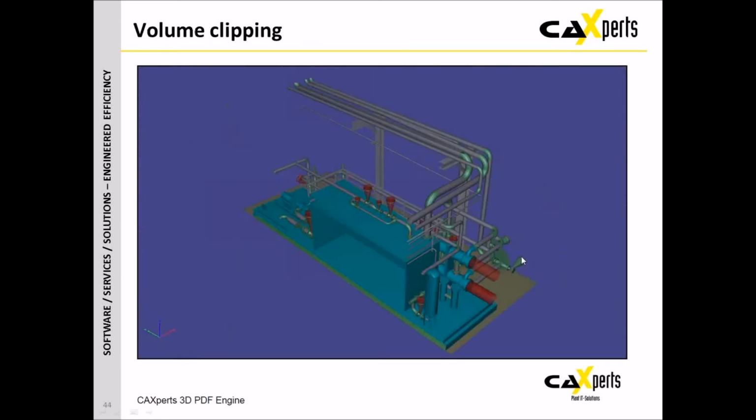The next thing that we've done is we've enabled volume clipping at the time of publishing. So we may have a number of different piping systems or different individual lines. And what we can do is say, okay, we want to publish that, but put a volume of maybe 3 meters around each one of those objects. So it could be equipment items that we're all automatically capturing a volume around. And we then have a series of automatically published PDF files for review and distribution.